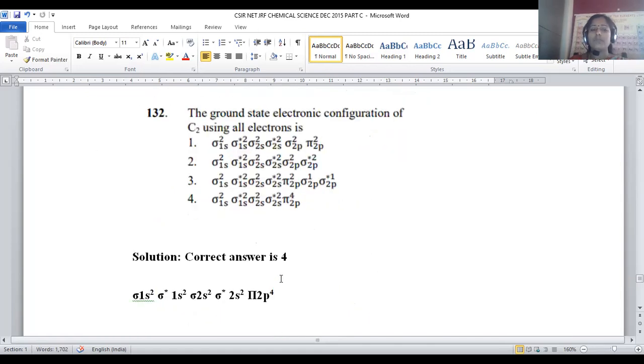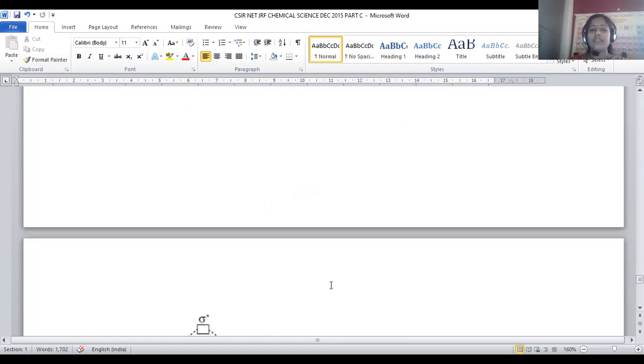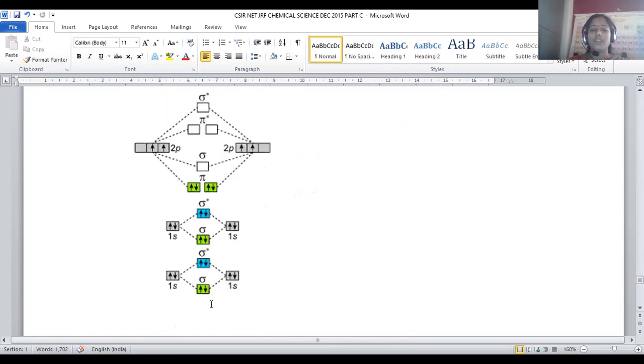Let us move on to question number 132. It is part of molecular orbital theory, right? The ground state electronic configuration of the C2 molecule using all the electrons is, okay, when we combine two carbon atoms, a molecular orbital diagram will be constructed and subsequently its MOT electronic configuration we can write. First, let us see how we can construct the MOT diagram of the carbon molecule.